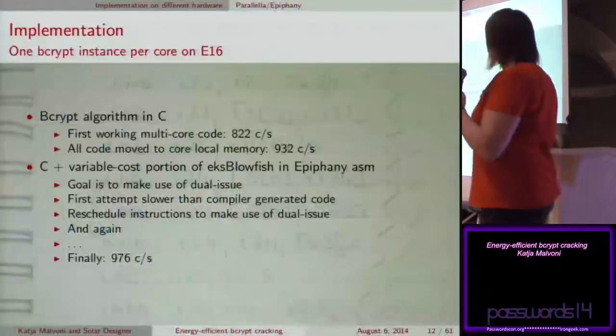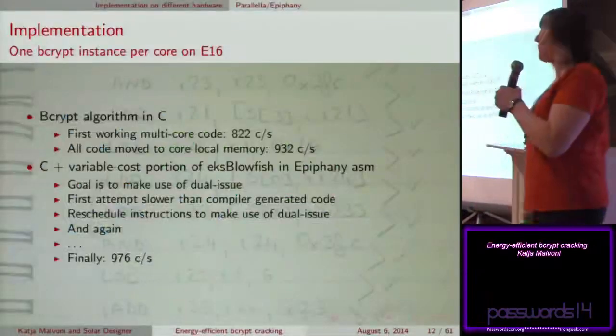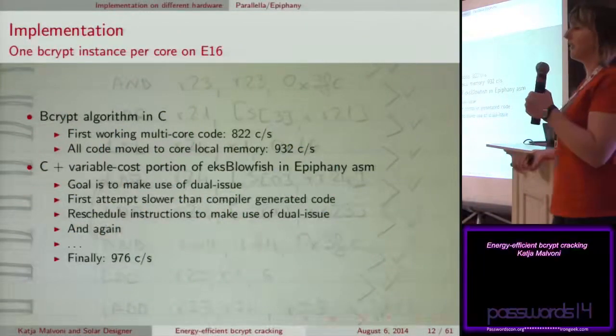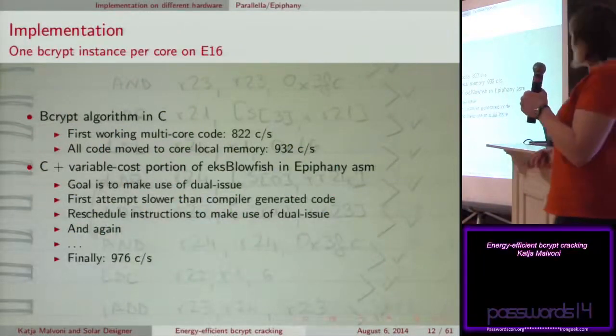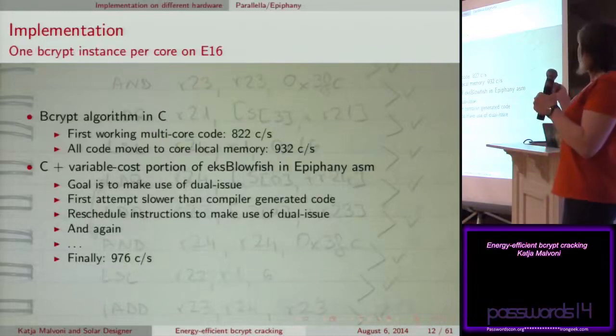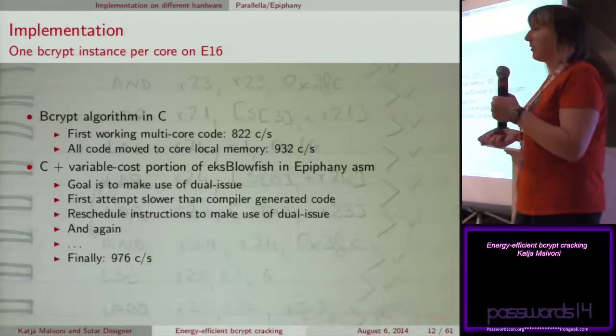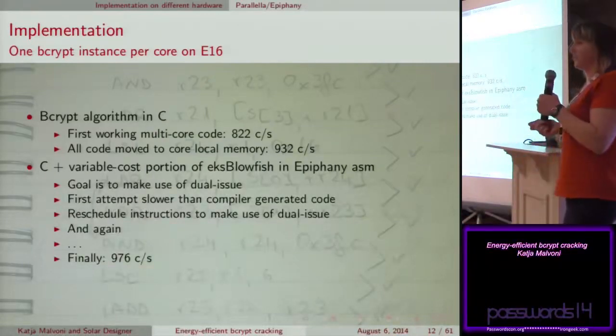So let's start with the implementation. The first thing was to just implement it in C and see how it performs. And the result was 820 cracks per second, which made me happy because it worked. But when I compared it to high-end CPUs, it was like, oh, it's not so good.